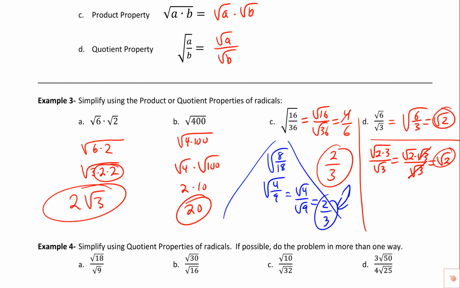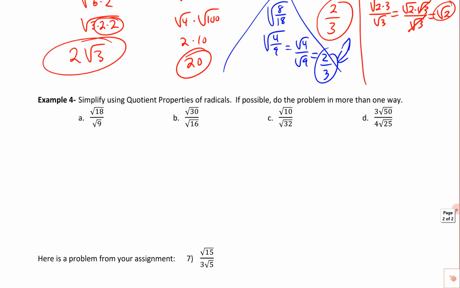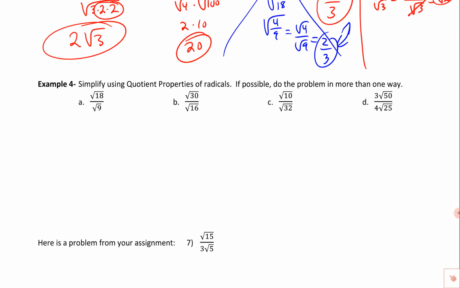All right, so let's come down here and let's do a couple of these using the quotient property for radicals. So on this one right here, although you could simplify each one of these, watch how quickly this works out. Let's write one big radical. Radical 18 over radical 9. Those cancel to be a 2. We're done. It's just like that previous one that I did, all finished up right there.